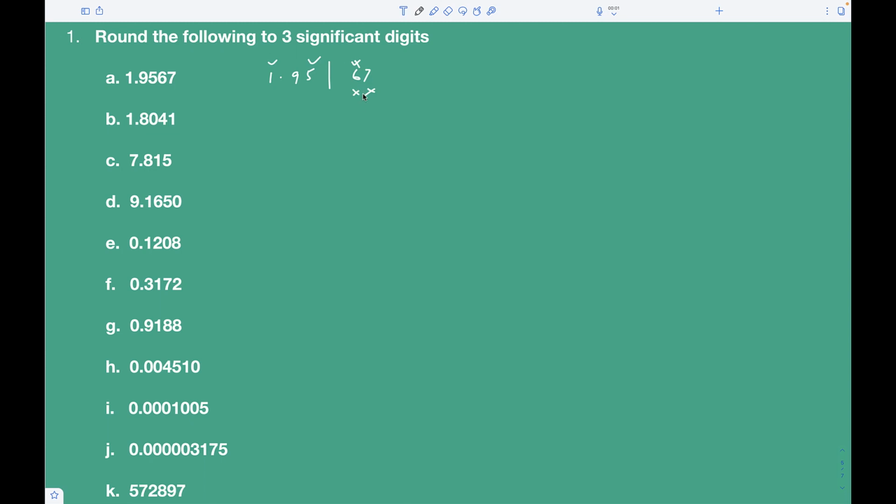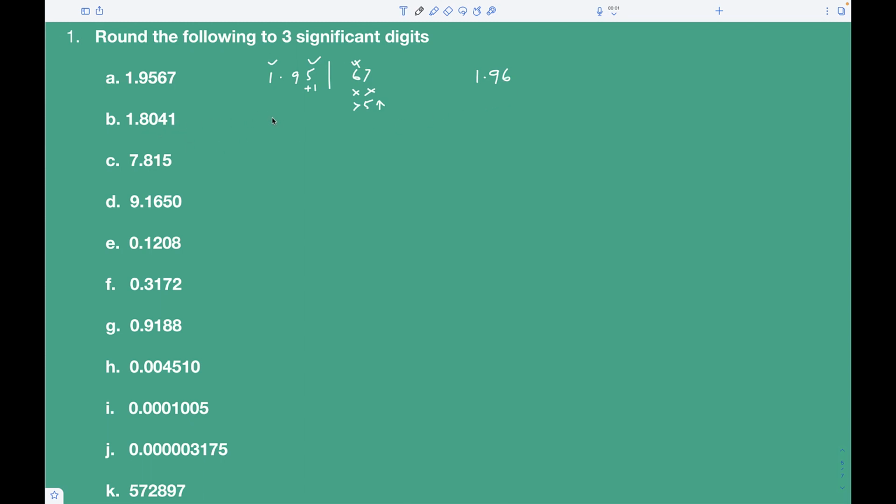And it is a 6. Because it is greater than 5, you have to round up. That is, you have to add 1 to the last digit that you are keeping and drop all the digits to its right. So it becomes 1.96.